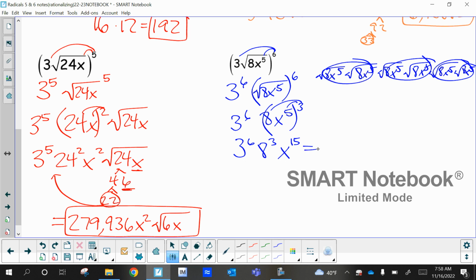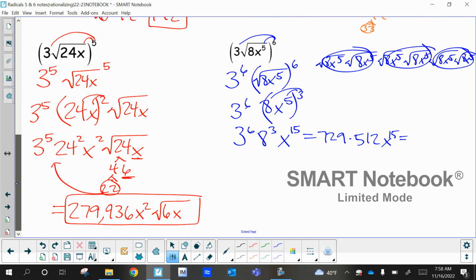All right, and I'm almost done with my final answer. I got to put these in the calculator. 3 raised to the 6th power is 729. 8 to the 3rd power is 512. X to the 15th. So 729 times 512. My final answer is going to look like this. This is a big number, so I'm going to write it right here. 373,248 x to the 15th. And that is it.